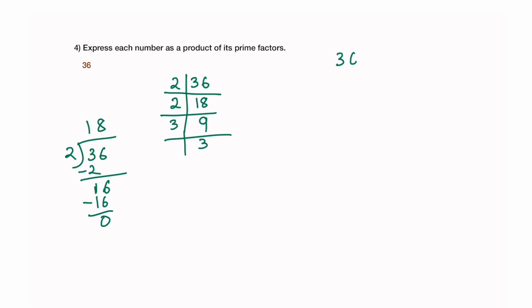So now here we say 36, method 2. 2 times 18, right? Now 2 is already a prime number. So we continue it as it is. Then 18 can be written as 2 times 9. Again, we write down this. This 2 also comes down.